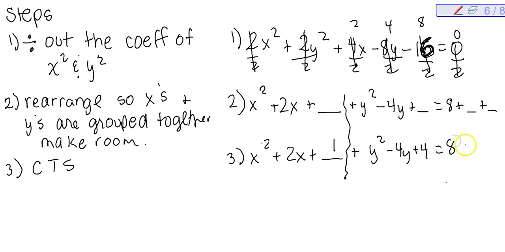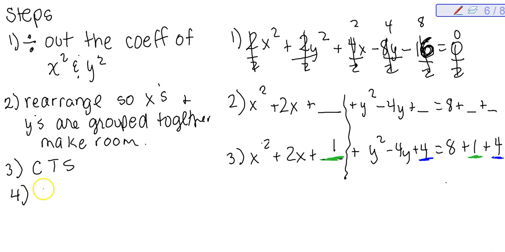And so since I added 1 and I added 4 to the left, I have to add 1 and 4 to the right. So here's what I'll do. I'll color code so that you can see that those numbers that I'm adding to my equation, as long as I do the same thing to both sides of the equation, I'm not changing the equation's value. I'm just changing the way it looks.